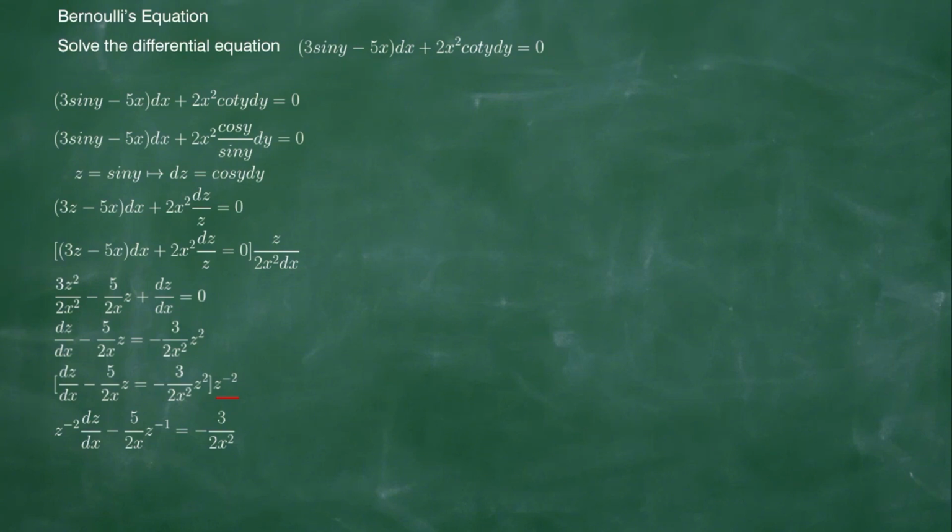So this is almost the standard form of a first order linear differential equation. The only difference is the coefficient z⁻² and the exponent of negative 1. So we do another substitution. This time we let w = z⁻¹, and it follows that dw = −z⁻² dz, or z⁻² dz is −dw. Then we substitute this one here.